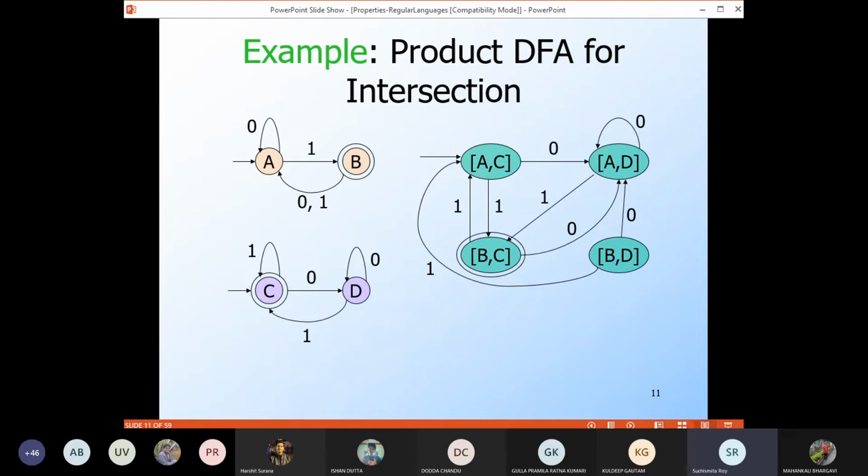So for intersection, we have given two different proofs. One is from De Morgan's theorem, which we have seen, and the other by creating a product automaton. This product automaton is very, very important. It's a very important construction which we'll be using again and again in various different ways. Please remember.